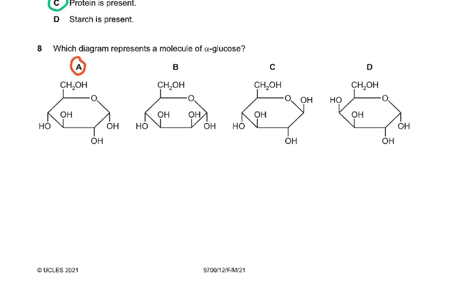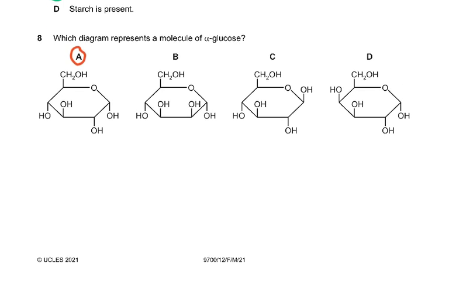So question number 8, which diagram represents a molecule of alpha glucose? You have to know the whole structure of glucose, and you know below carbon 1, the OH is below, but then of course you have to look at the other chemistry part as well, and that's why A was the answer.